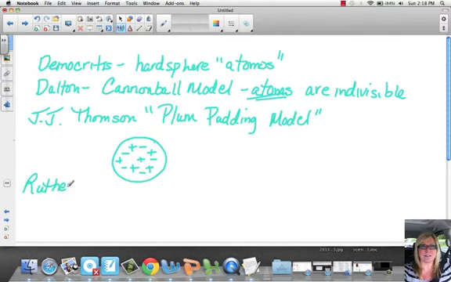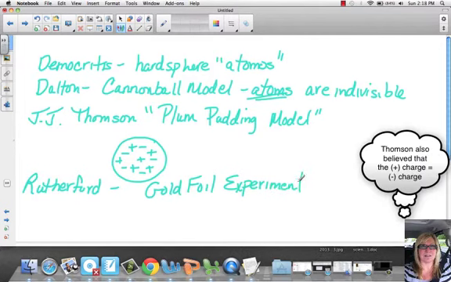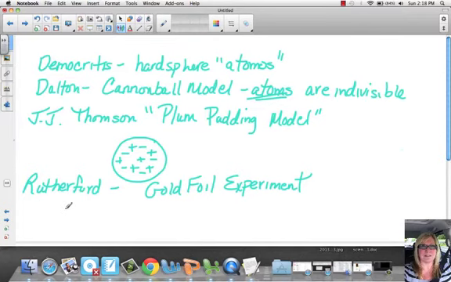Then came Rutherford, and I will go over this with the gold foil experiment. And what Rutherford did was he projected alpha particles at a piece of gold foil. Alpha particles are positive. They are actually the nucleus of a helium atom. And what he found out was that most of the alpha particles went straight through, as I showed you in the video, and only a couple were deflected back.